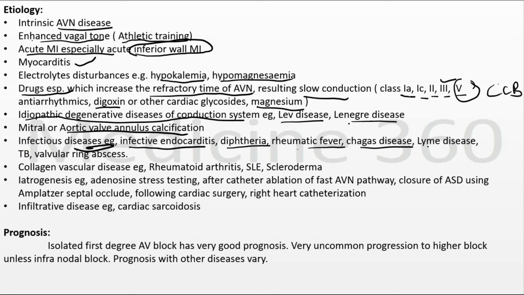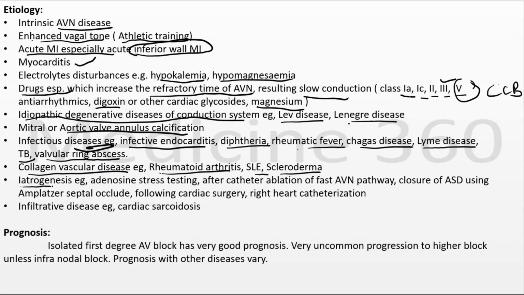And Lyme disease can cause AV blocks, and tuberculosis, valvular ring abscess, as I earlier discussed. Then there are the collagen vascular diseases: rheumatoid arthritis, SLE, and scleroderma. All these diseases can cause fibrosis and calcification of the heart and the conduction system, which can lead to first degree AV block or other blocks.